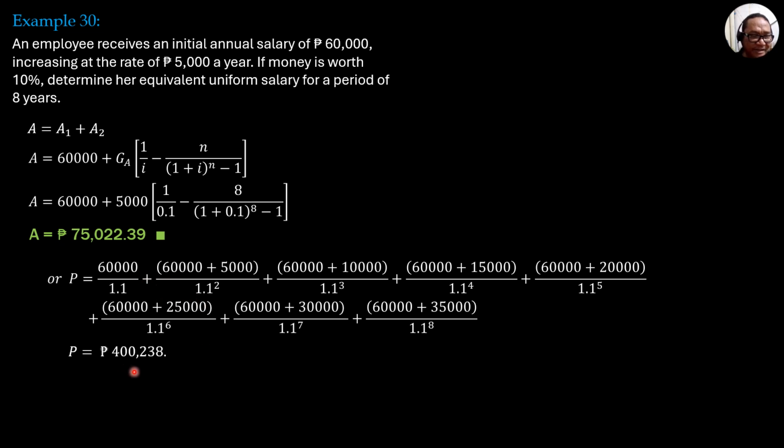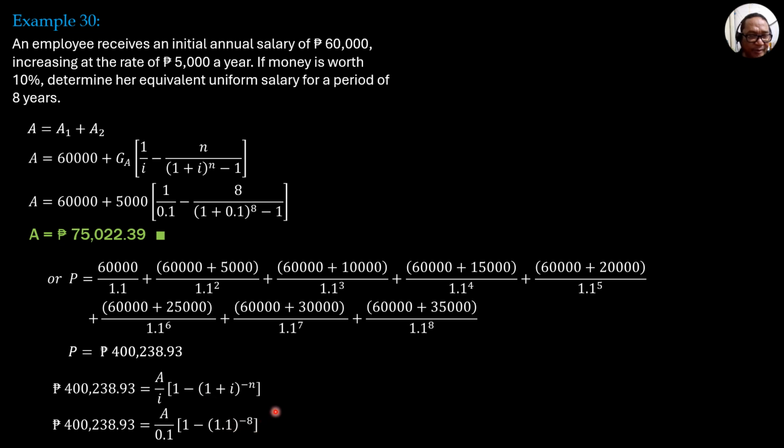So the present value is 400,238.93. Then equate it to A over i, quantity 1 minus quantity 1 plus i to the negative n, where A is the equivalent uniform salary. So present value of annuity, remember? Substituting, 400,238.93 equals A over 0.1, quantity 1 minus 1.1 to the negative 8. So solving for A, it should be 75,022.39 also. So that's it for that problem.